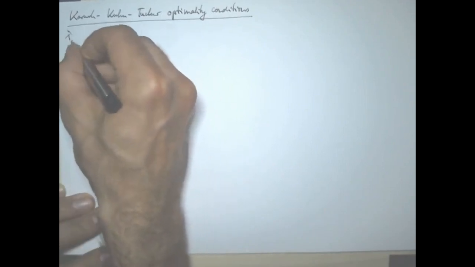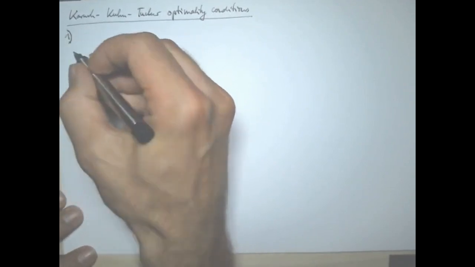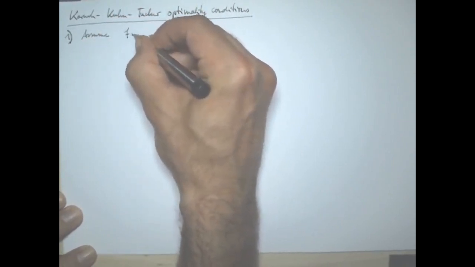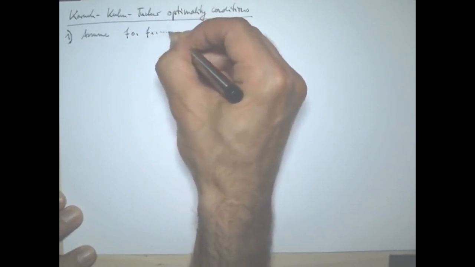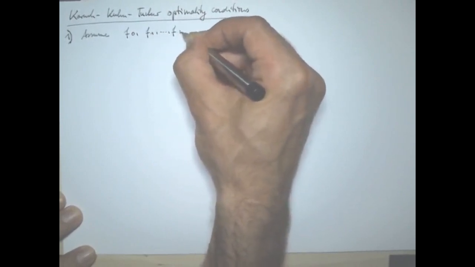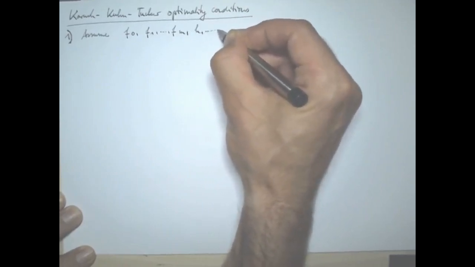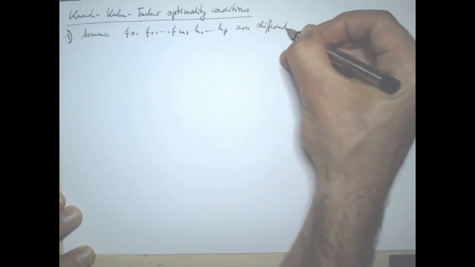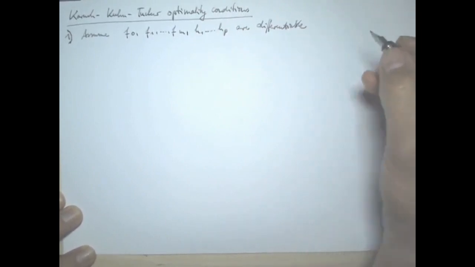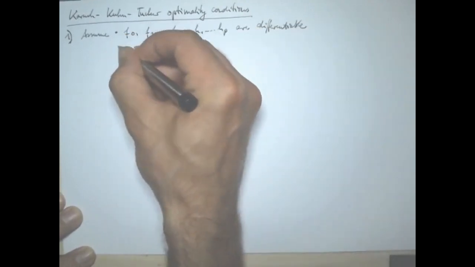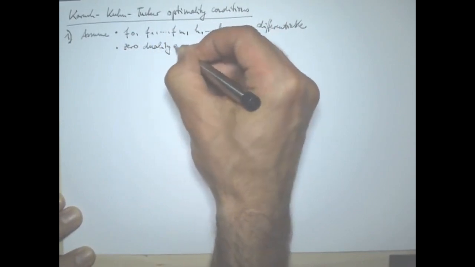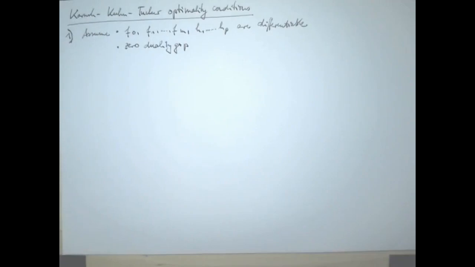So we're looking at them in two different scenarios. In the first scenario, I assume that the objective function f0 and the inequality constraints and the equality constraints are differentiable. And I assume a zero duality gap. Here I have to assume it. On the next page, under slightly different conditions, it will follow.